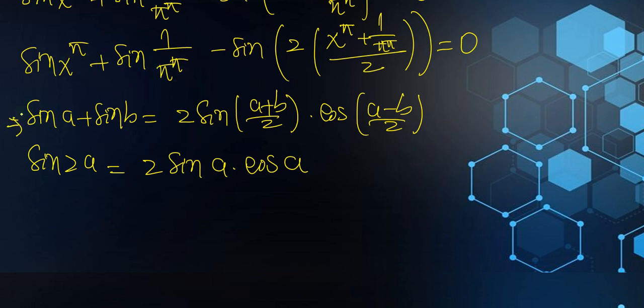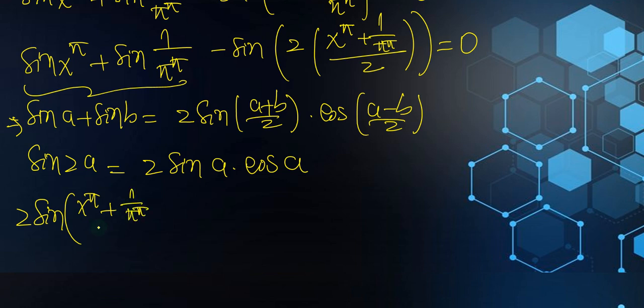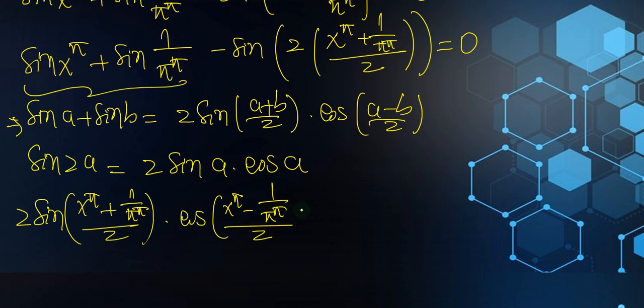So applying this formula for these two here, we're going to have 2 times sine of (x to the pi plus 1 over pi to the pi) divided by 2, times cosine of (x to the pi minus 1 over pi to the pi) divided by 2, right? And then minus. So now we're going to solve this one here. Just to simplify, guys, let's say this part here is 1 and this second part is 2.